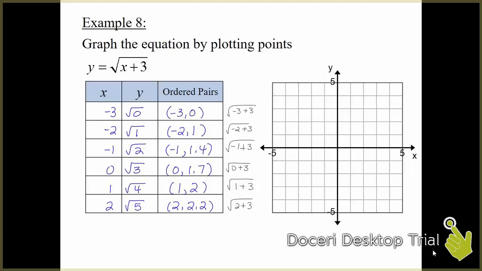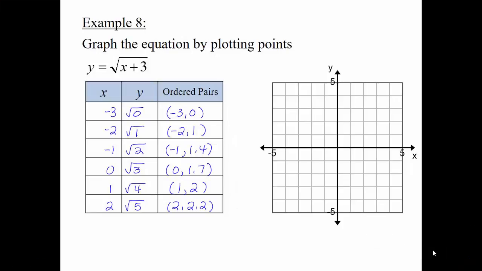So plug it in, get a decimal answer, put your ordered pairs there, and then you're going to plot your points. If you remember, this is grouped in with the x, so it's a plus. It's going to be a left shift. So the whole square root graph shifts like that.